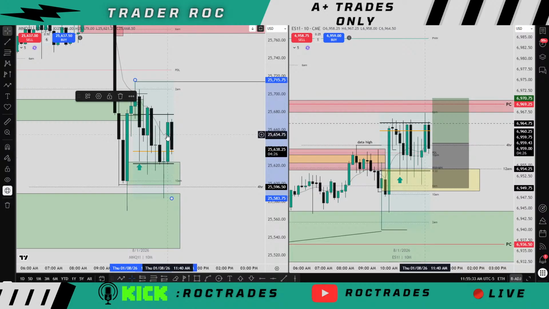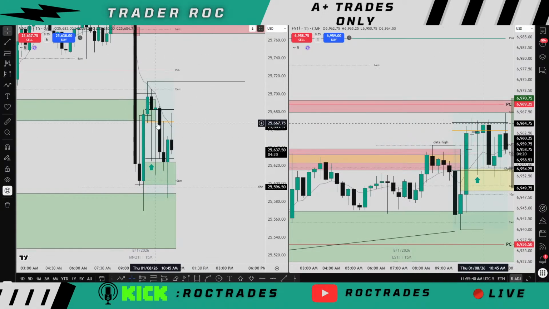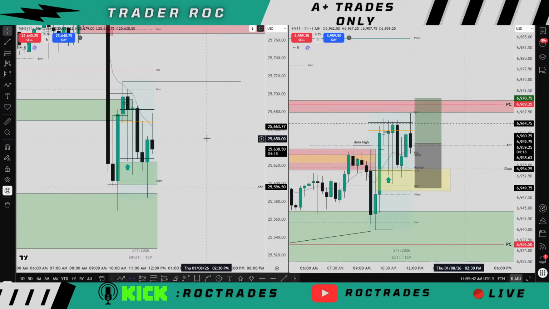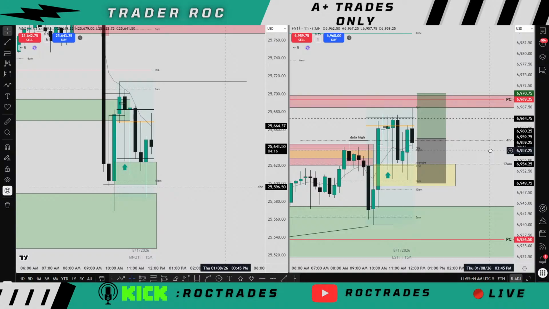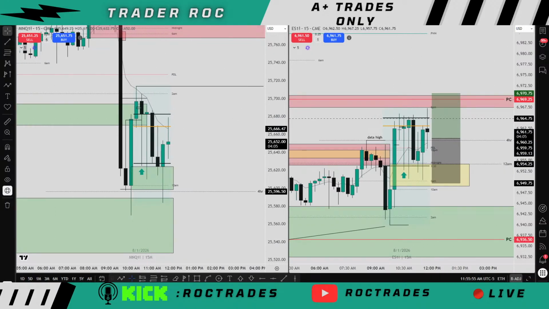EMA is broken for the first time. We get a strong close above that EMA. 15-minute probably still struggling. Yeah. Look at the variations here. Nasdaq underneath the EMA, ES above the EMA, holding it beautifully on the 15-minute. Nasdaq is the problem, bro. We can't take off until Nasdaq shows that strength.